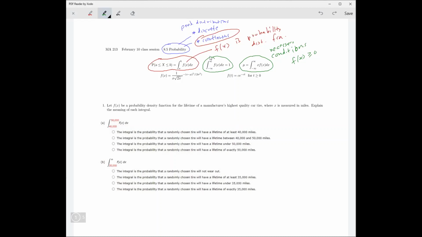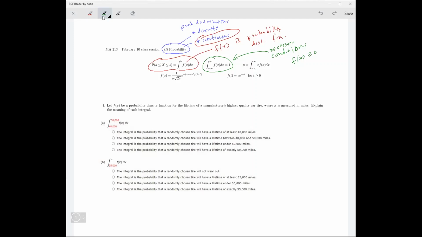Okay, so this one right here is basically just saying that, wait a minute, this is not a condition. That's a necessary condition. It's saying that the probability that you're between negative infinity and infinity is 1. So you will land somewhere in that interval. We'll get to this one later.